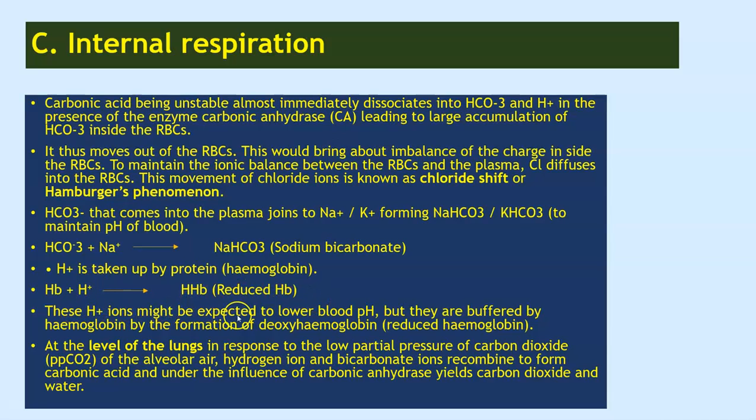These H plus ions might be expected to lower the blood pH, but they are buffered by hemoglobin by the formation of deoxyhemoglobin, that is a reduced hemoglobin. At the level of the lungs, in response to the lower partial pressures of carbon dioxide, the pCO2, that is the tension of carbon dioxide of the alveolar air, hydrogen ion and the bicarbonate ions recombine to form carbonic acid, and under the influence of carbonic anhydrase yields carbon dioxide and water.